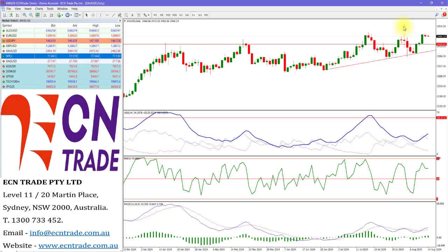Traders should adjust their risk management strategies for possible whipsaw movements, and therefore any pullback, as I mentioned, should be monitored in case it offers a bullish opportunity.